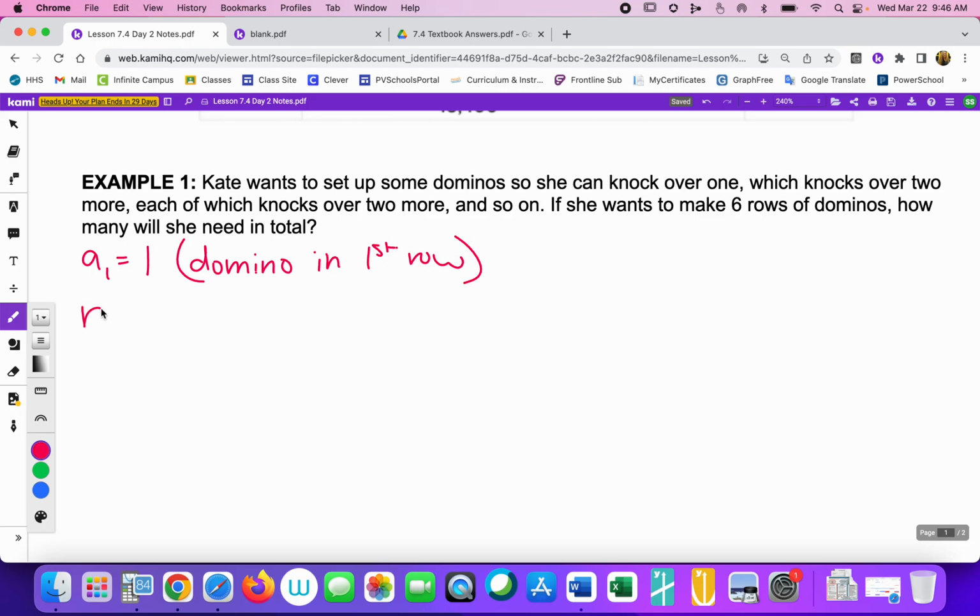R from yesterday is how many times it's being multiplied as we move through. So what value is that? 2, because it's knocking over 2 more each time. The only other value you need is n, which would be the number of terms, in this case, the number of rows.